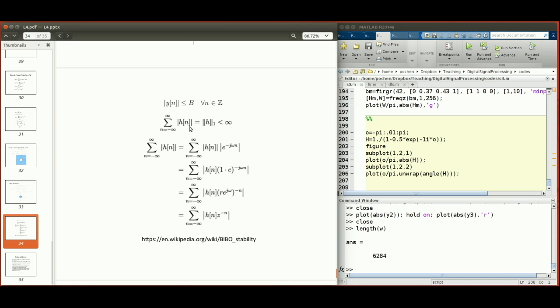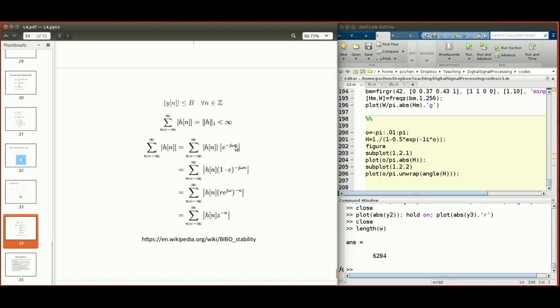Now let's look at what this equation implies. The summation of the absolute values of the impulse response equals the summation of the absolute value of the impulse response at every point multiplied by the absolute value of e to the minus j omega n, because the length of e to the minus j omega n is exactly 1. Here you are just replacing the absolute value of h[n] multiplied by 1 with the absolute value of h[n] multiplied by this absolute value. You can combine these two terms into one absolute value evaluation.